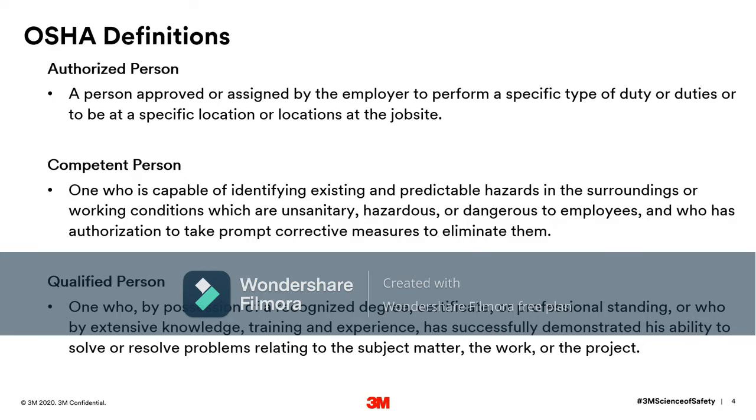Some of the key definitions that are important to understand for those engaged in fall protection activities are authorized persons. Authorized persons are persons approved or assigned by the employer to perform a specific type of duty. A competent person is one who is capable of identifying existing and predictable hazards, and most importantly, one who has authorization to take prompt and corrective measures to eliminate them. A qualified person is one who, by possession of a recognized degree, certificate, or professional standing, or who, by extensive knowledge, training, and experience, has demonstrated his or her ability to resolve problems relating to the subject matter, work, or task.